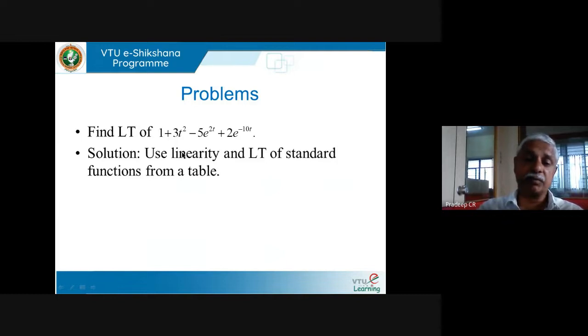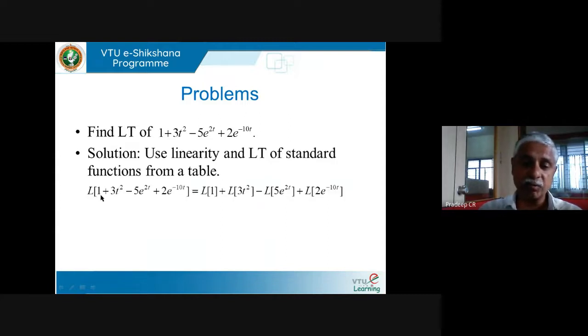But for that, I will use linearity of the Laplace transform. That means the Laplace transform of the sum is the sum of the Laplace transforms. That means the Laplace transform of 1 plus 3t square minus 5e power 2t plus 2e power minus 10t is the Laplace of this plus Laplace of this minus Laplace of this plus Laplace of this. I have written that here: Laplace of 1 plus Laplace of 3t square minus Laplace of 5e power 2t plus Laplace of 2e power minus 10t.